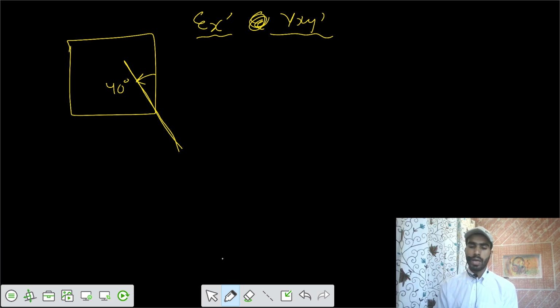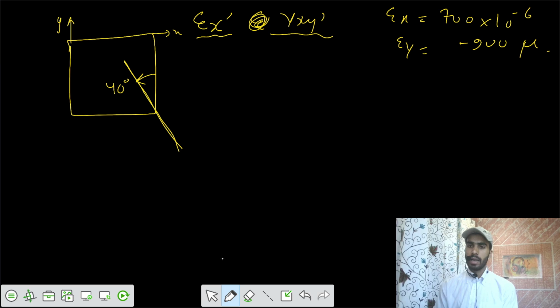For that, you have strains. Let's say this is the y direction, this is the x direction. The provided values are Ex equals 710 times 10 to the power minus 6, strain in y equals minus 900 micron, and gamma xy for this xy plane is minus 450 micron. You need to calculate the strains along that 40 degree direction, gamma xy dash and Ex dash.